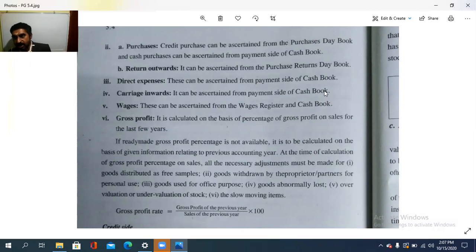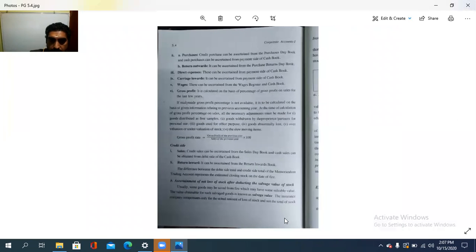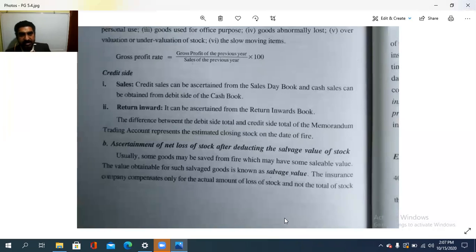Then the balancing figure on the credit side, that is sales, is credit sales less returns, and return inwards is there, and the difference between the debit side total and the credit side total of the memorandum trading account represents the estimated closing stock on the date of the fire. അപ്പം ആ മിച്ചം കിടക്കുന്ന എത്രയാണോ അത്രയും വാല്യൂ ഓഫ് ദ ഗുഡ്സ് ആണ് ഡിസ്ട്രോയിഡ് ബൈ ഫയർ എന്നുള്ള ഒരു അനുമാനത്തിലെത്താം. അതാണ് ഫസ്റ്റ് കേസ്. ഓക്കെ, ascertaining the value of the goods on the date of fire.